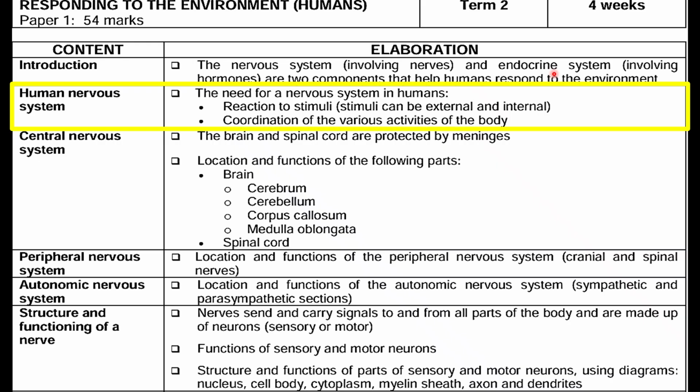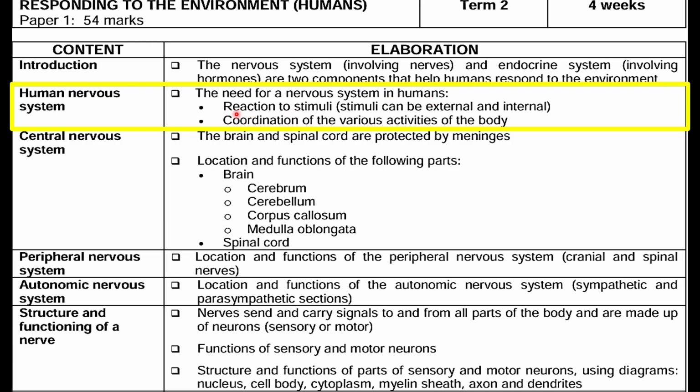Then we go on to the human nervous system properly. In this study, I will be exploring the need for a nervous system. Why do we need a nervous system? Why should we have a brain? Why should we have a spinal cord? Why should we even bother about what is going on within our environment? This section explains the need or the importance of the human nervous system.